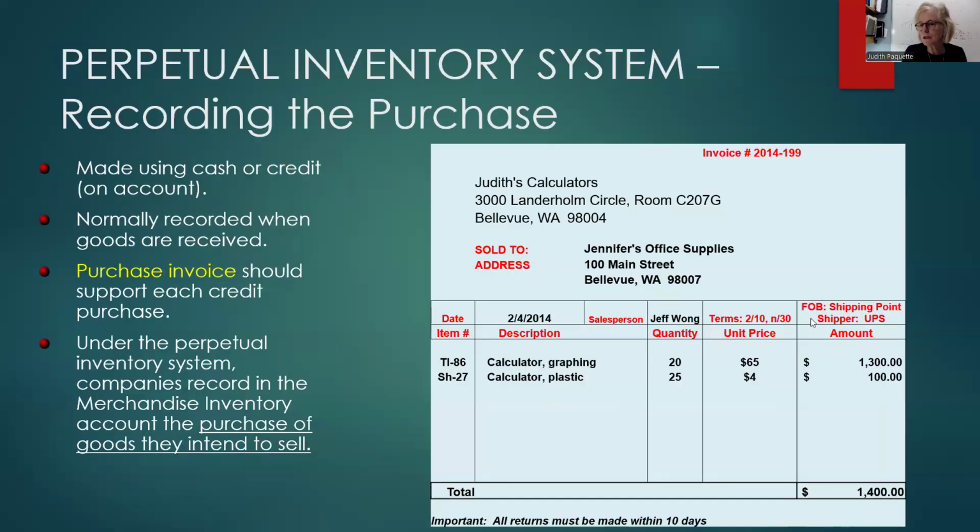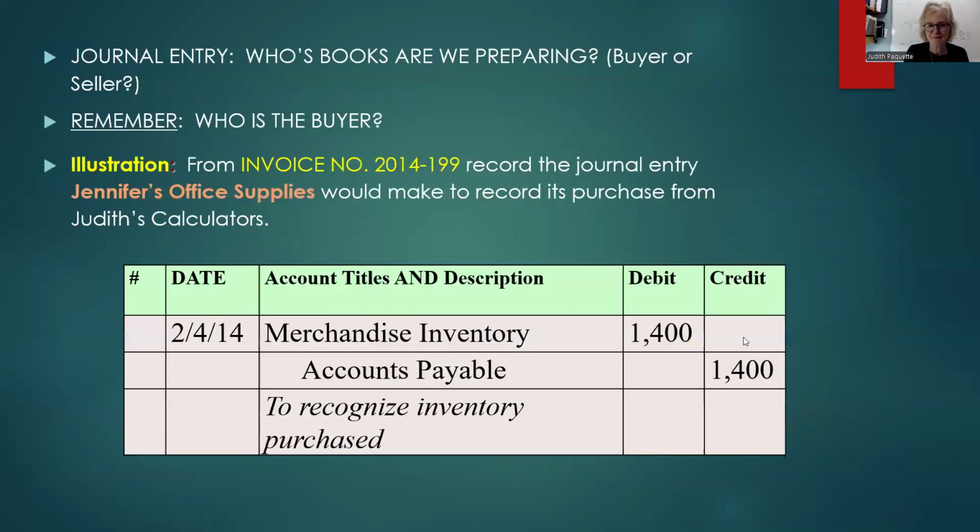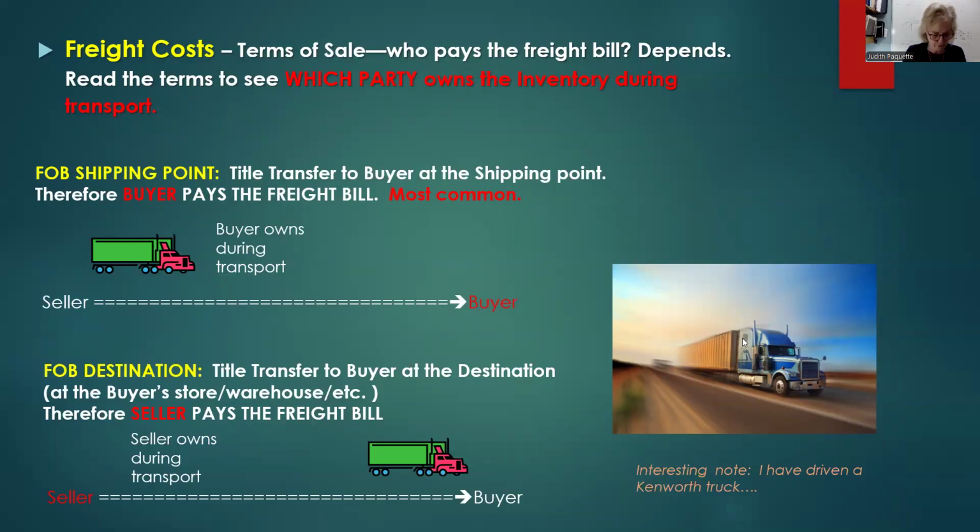We have the shipping terms, FOB shipping point. So what the heck does that mean? If you've already taken business law, you'd be familiar with this. FOB shipping point is the most common. That means ownership, also called title, transfers at the shipping point. And that is why the buyer pays the freight bill, because the buyer owns it from that point.